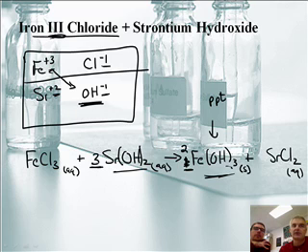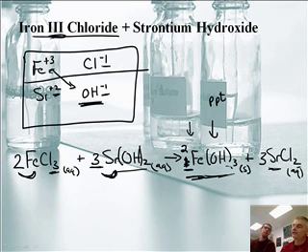That gives us 6 hydroxides on both sides. Now that gives me 3 Srs, so to fix that, I'm going to put 3 in front here. And now that gives me 6 chlorides, 3 times 2 is 6. Over here I've got 3, so I'll put a 2 here for 6. That gives me 2 irons here, and I have 2 over here. Bingo, done.